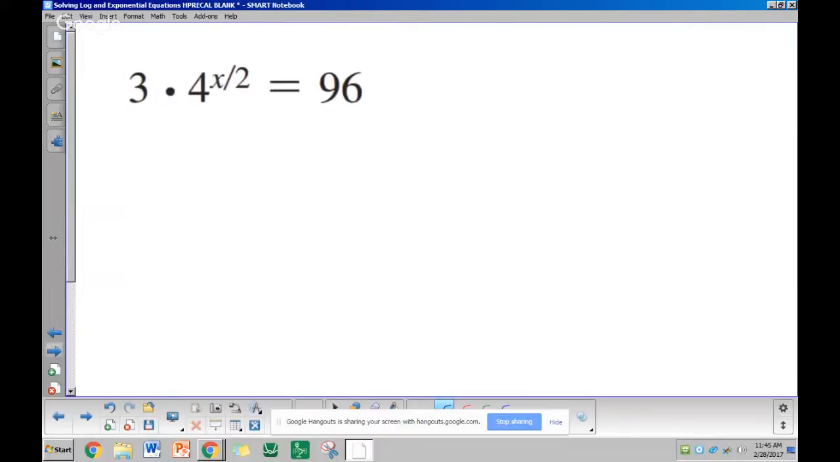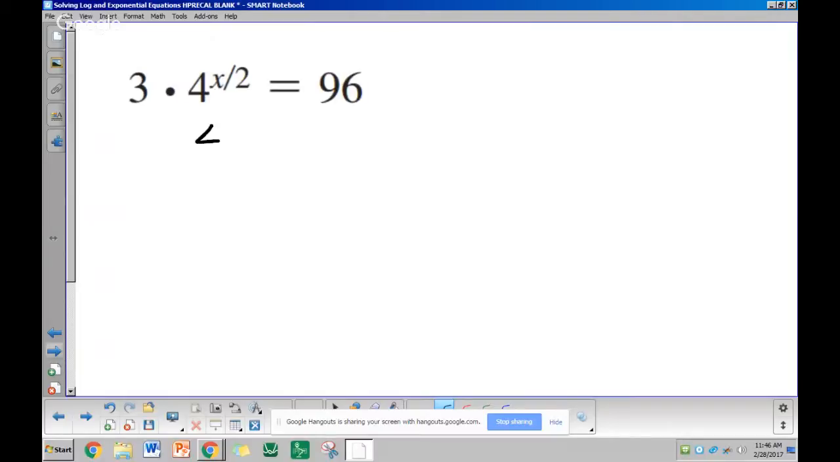All right, next one. Now, I put a very large dot here to signify multiplication, and our 3 and 4 are different bases here, correct? The exponent on the 3 is 1, and 4 has an exponent of x over 2. We cannot multiply these together because they have different bases, okay? And so we must divide by 3 first.